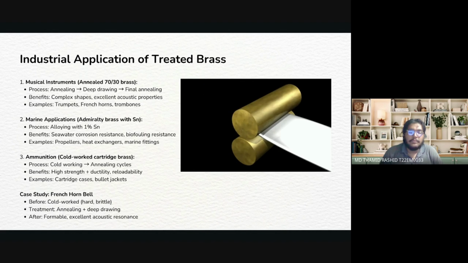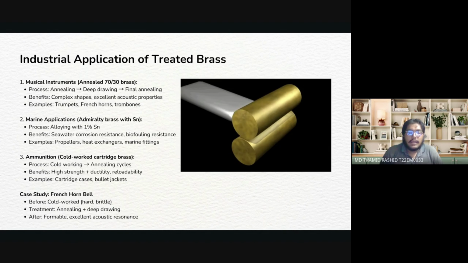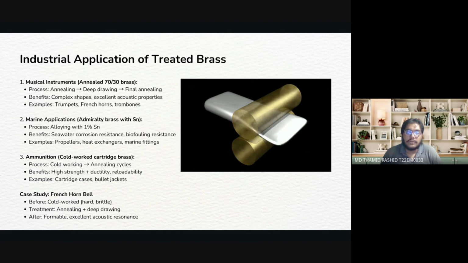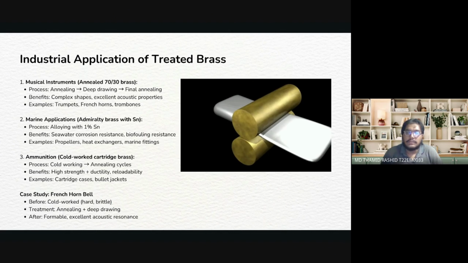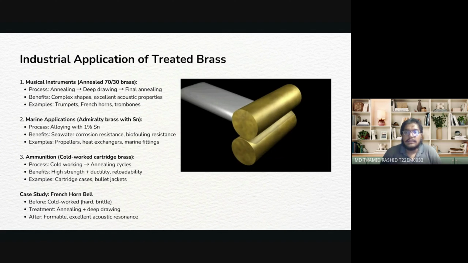Next are plumbing and architecture. The antimicrobial properties of brass make it perfect for door handles, faucets, and fixtures in hospitals and public buildings. Also, it can be used for ammunition as it has high strength, ductility, and reloadability.